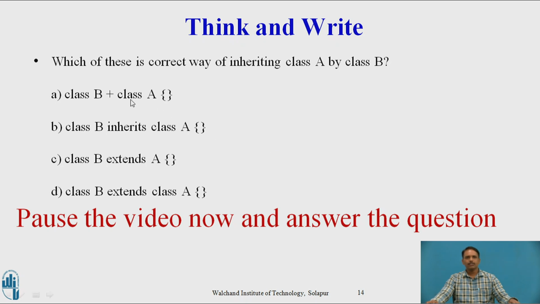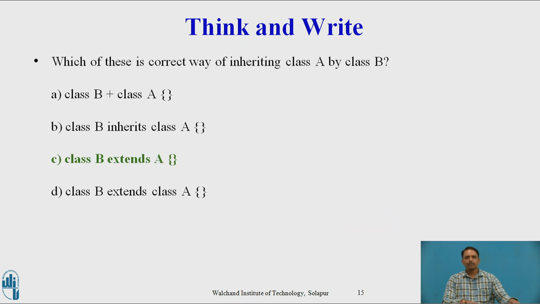The question says, which of these is the correct way of inheriting class A by class B? We have options A, B, C and D. Now let us understand the answer for this, and the answer is option C, where class B extends class A, meaning class B is the child class and class A is the parent class.